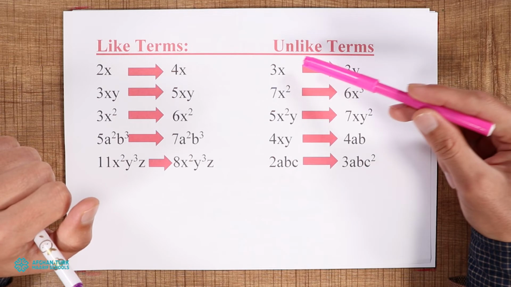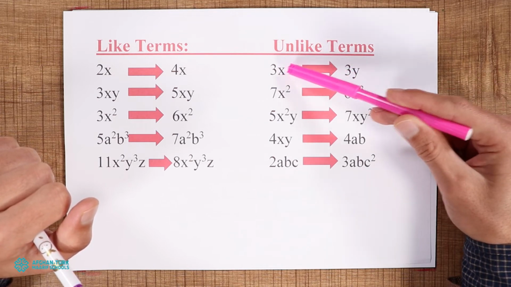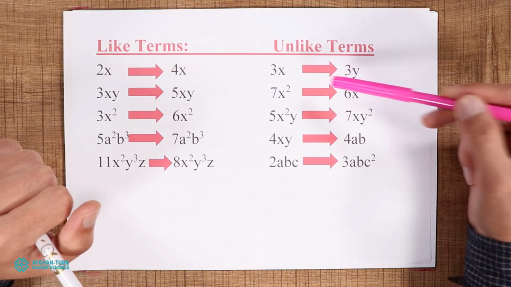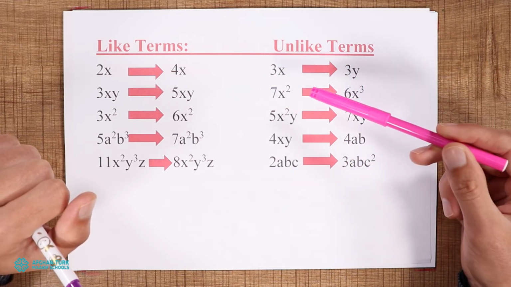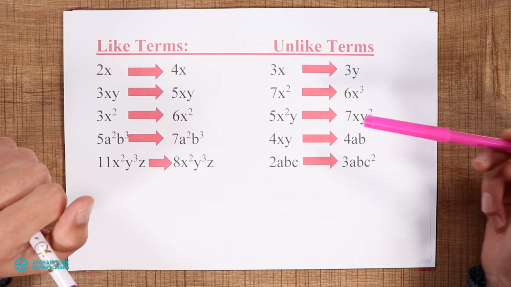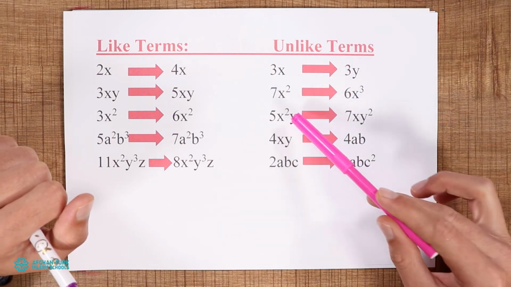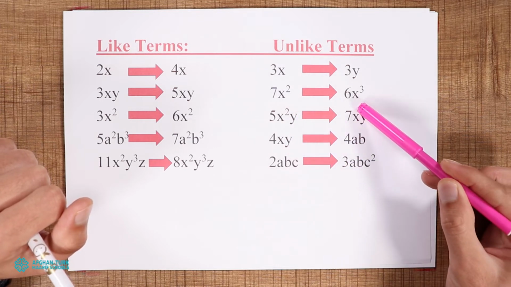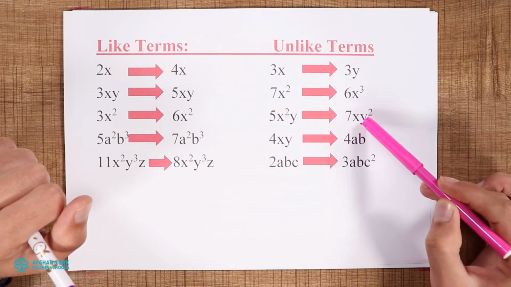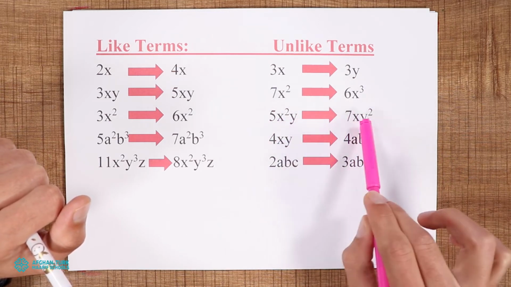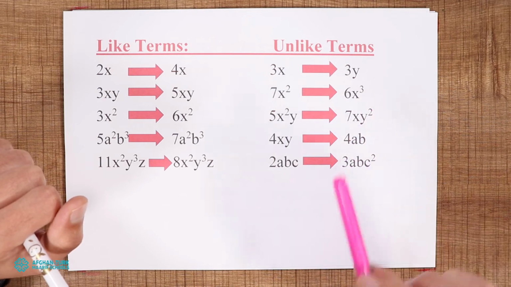For example, if we have different variables, here we have x and here we have y, they are not like terms. We cannot add or subtract them. Here you have x to the power of 2, and here x to the power of 3. You cannot add them because they are not like terms. Here you have x to the power of 2, y to the power of 1, and here x to the power of 1, y to the power of 2. So they are also not like terms. The variables are the same, but the powers are not the same.